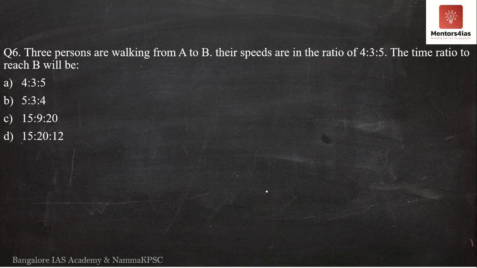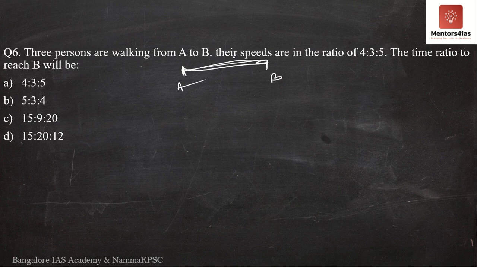Okay. We have question 6 now. Question 6 says, three persons are walking from A to B.